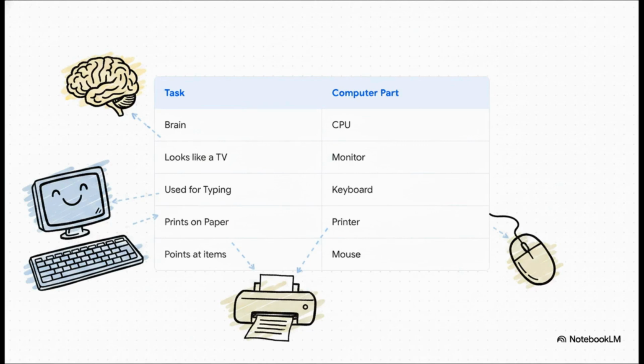Okay, now let's try a rapid-fire matching exercise. We're going to match the tasks on the left with the correct computer parts on the right. Ready? The brain of the computer. That's the CPU. The part that looks like a TV. That's the monitor. Used for typing? Keyboard. The part that prints on paper, printer. And the tool that points at items on the screen, that is, of course, the mouse. See how perfectly each piece has its own specific, vital job to do?